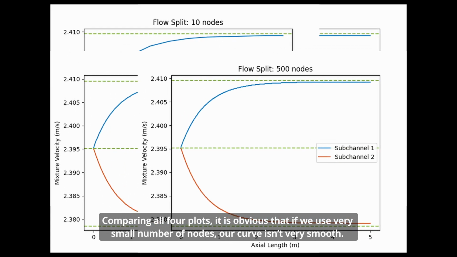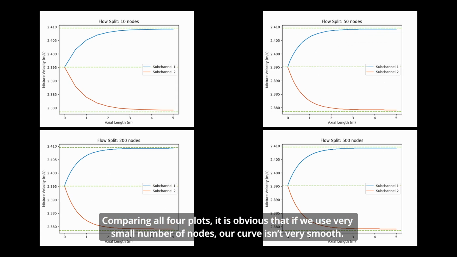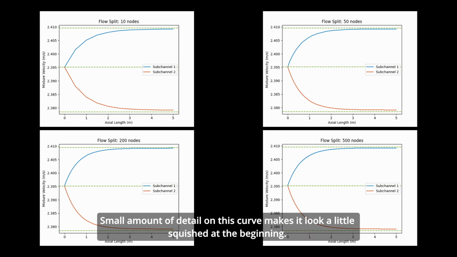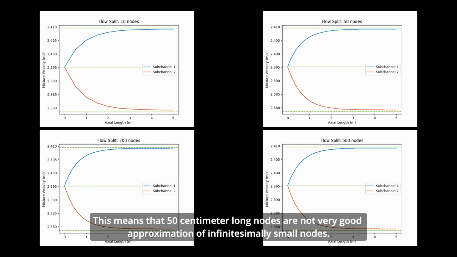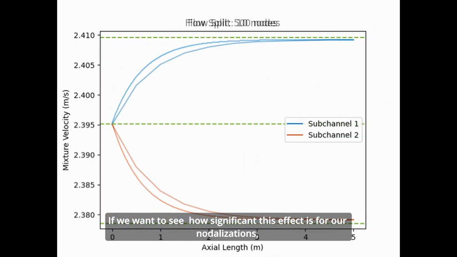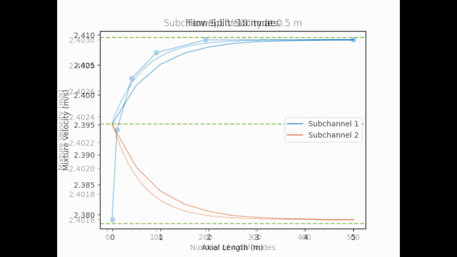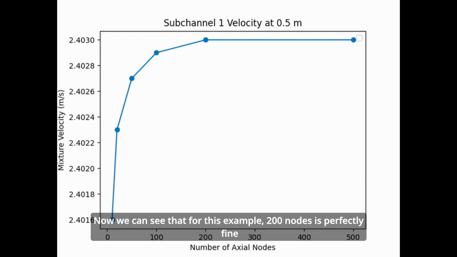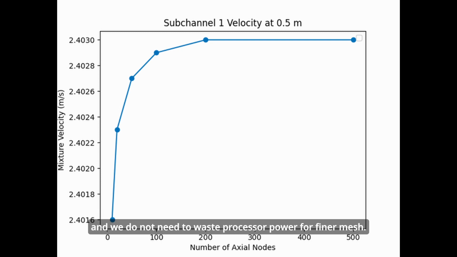Comparing all 4 plots, it is obvious that if we use a very small number of nodes, our curve isn't very smooth. The small amount of detail on this curve makes it look a little squished at the beginning. This means that 50 centimeter long nodes are not a very good approximation of infinitesimally small nodes. If we want to see how significant this effect is for our nodalizations, we can compare values of velocity at some critical point, like 0.5 meter in this example. Now we can see that for this example, 200 nodes is perfectly fine and we do not need to waste processor power for a finer mesh.